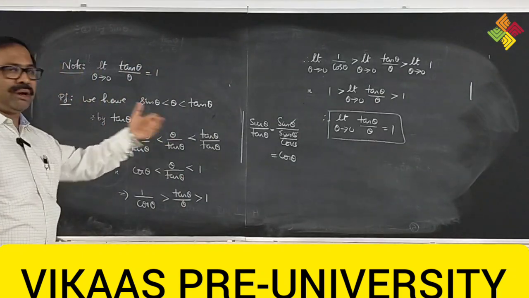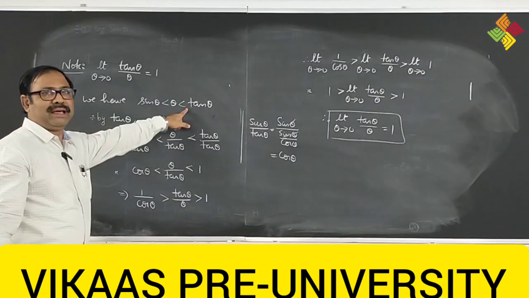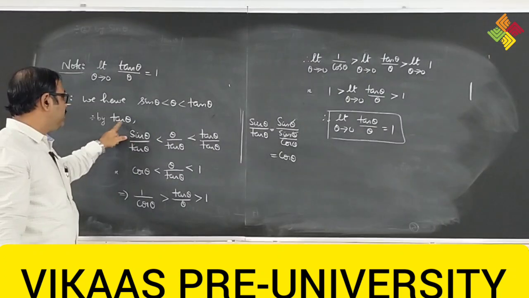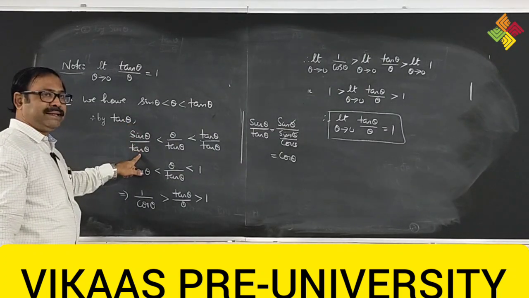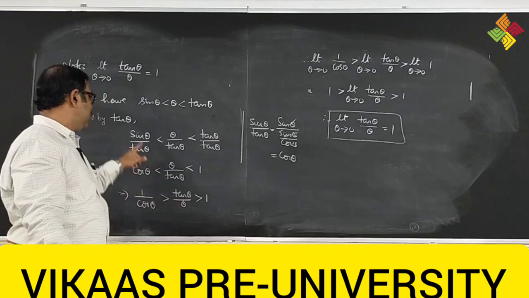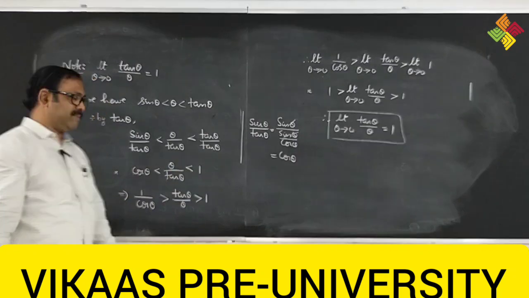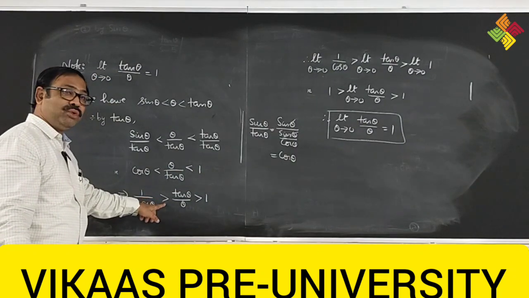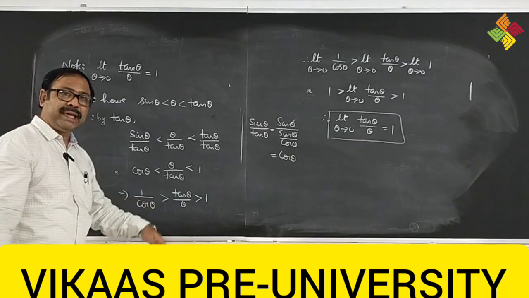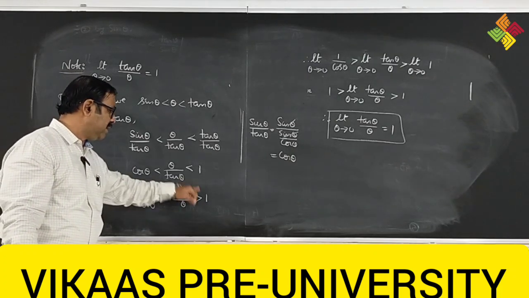So once again you have to write this. First you begin with sin theta less than tan theta. Since I want tan theta by theta, I am dividing by tan theta. Sin theta by tan theta less than theta by tan theta, less than tan theta by tan theta. But already this is cos theta less than theta by tan theta less than 1. Now you have to take the reciprocal. Why? We want tan theta by theta. Therefore, taking the reciprocal, we get 1 by cos theta greater than tan theta by theta greater than 1.